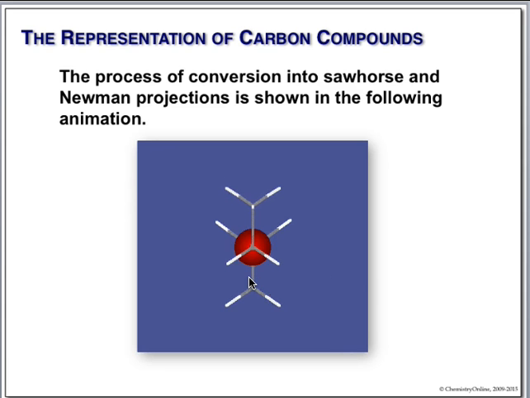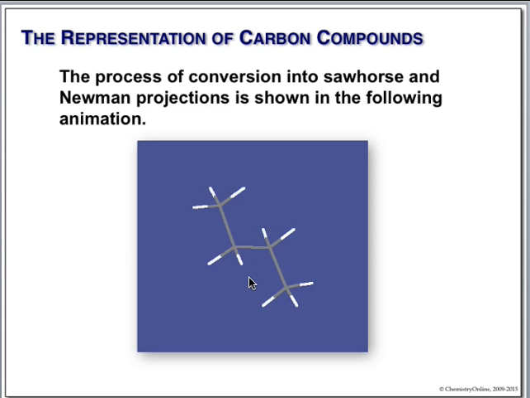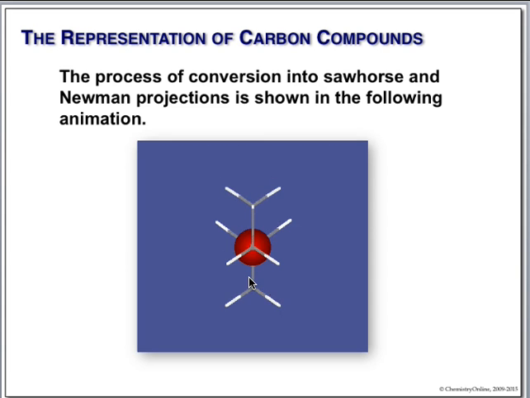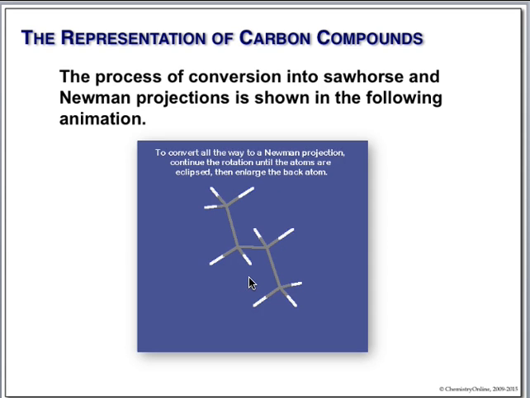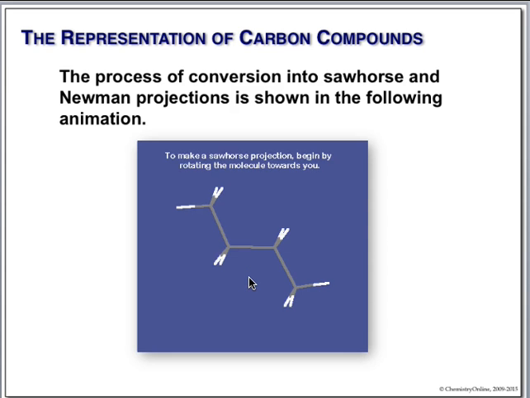Okay. All right, let's watch that again. There it goes. We can move this forward. That's our sawhorse. And finally, that's our big back atom, and that's our front. We will use Newman projections and sawhorses as we investigate the structural geometry of carbon compounds.